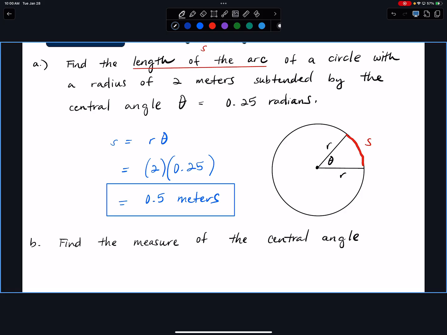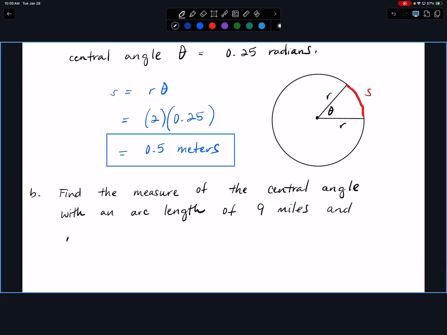Find the measure of the central angle with an arc length of 9 miles and radius of 10 miles.